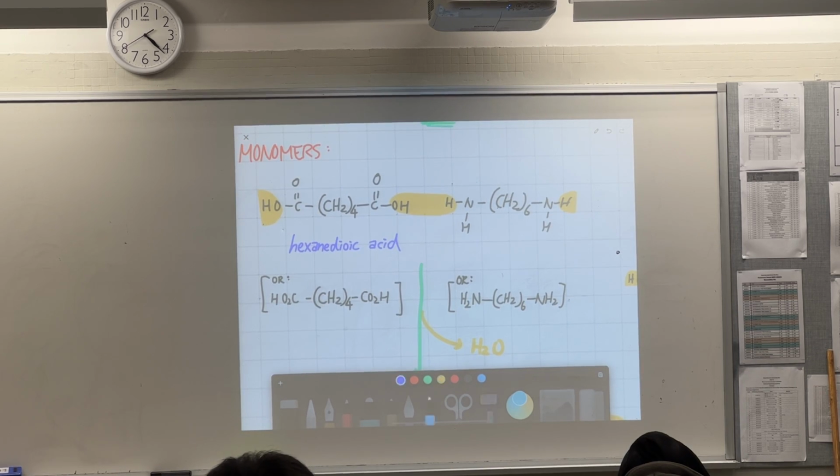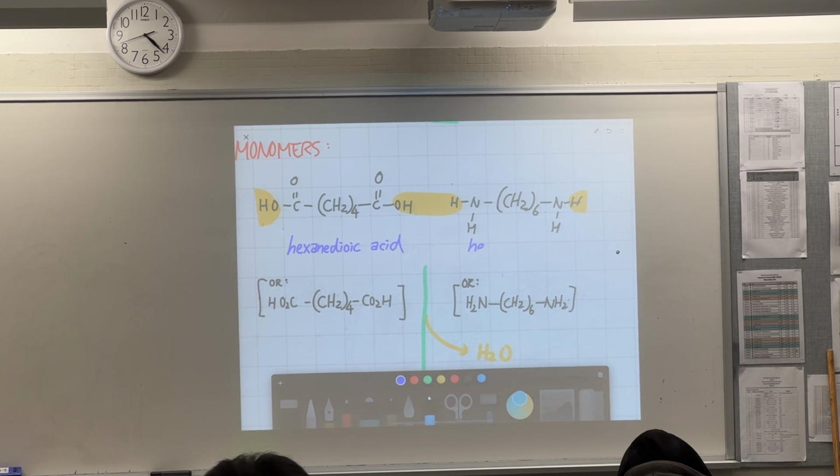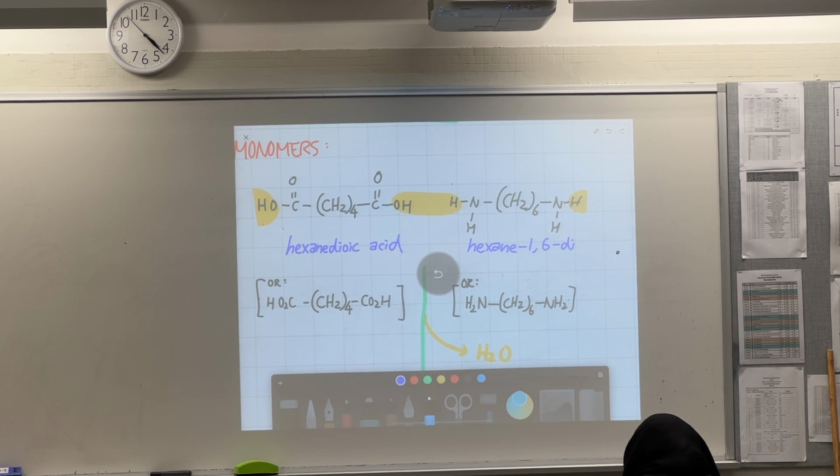How many carbons do you see again? 6. So hexane 1,6 diamine. Okay, yeah, diamine, right? So we need 1,6 now.